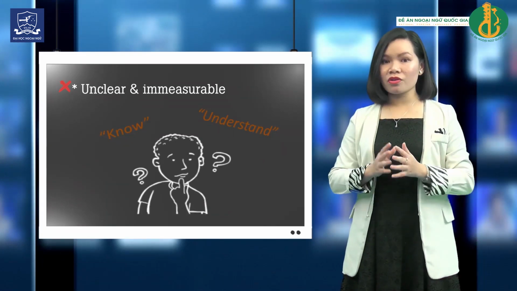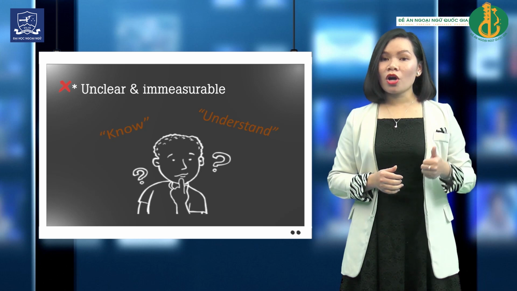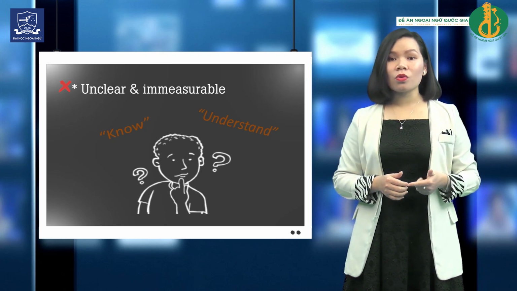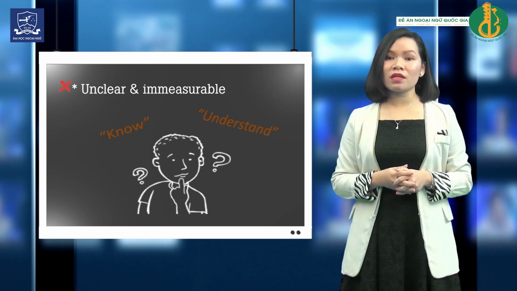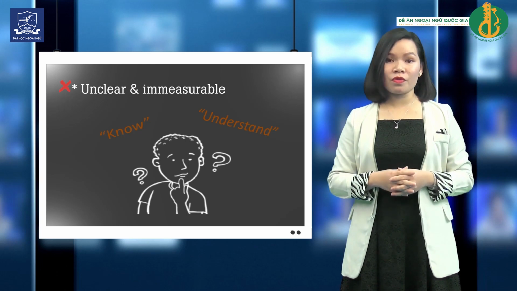Right, welcome back. We all recognize the important role of setting effective lesson objectives, but still, a lot of teachers make mistakes right from the very first step. One of the most serious mistakes is to write unclear and immeasurable objectives. To know, to understand, or to learn are some outstanding examples of vague verbs.